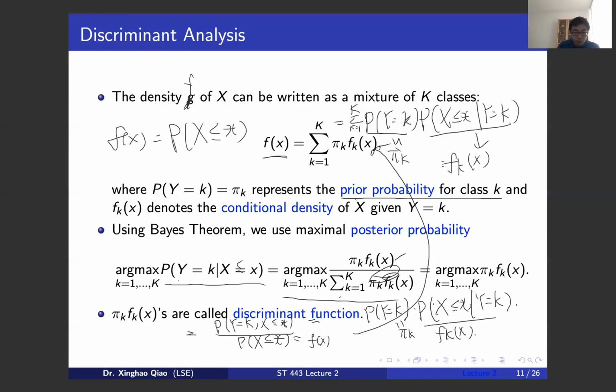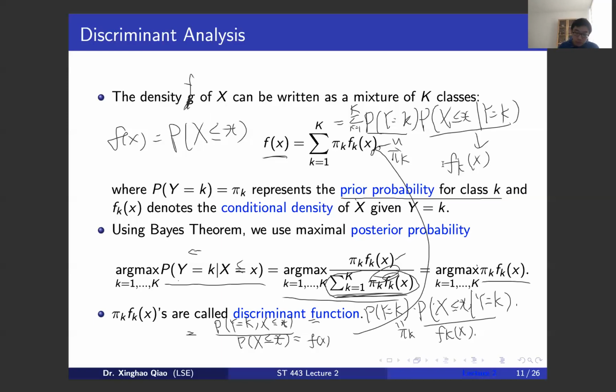Remember here, we want to find k such that the conditional probability is maximized. But in the equivalent representation, the denominator sums over all the possible classes, so the denominator is a constant with respect to k. So finding k such that the conditional probability is maximized on the left-hand side is equivalent to finding k such that the product pi k times f k of x is maximized. These are equivalent because the denominator is a constant with respect to k.